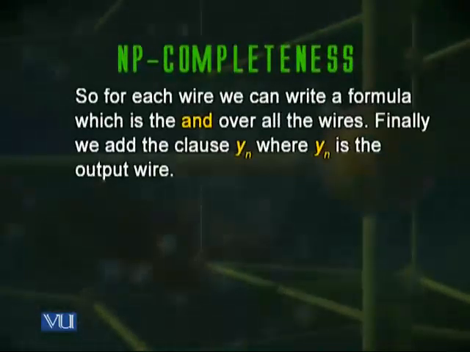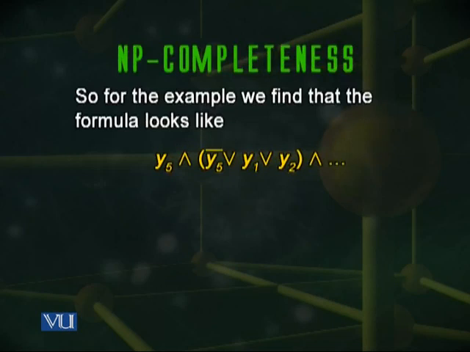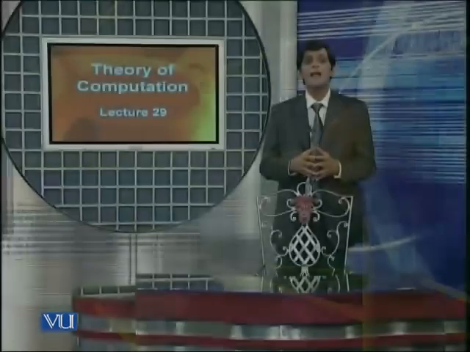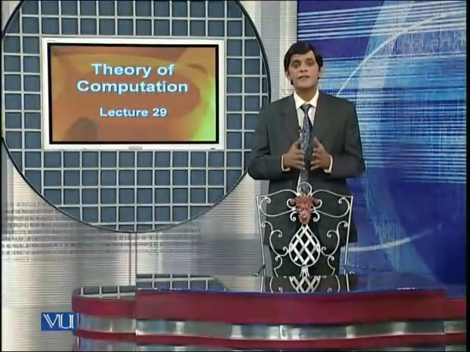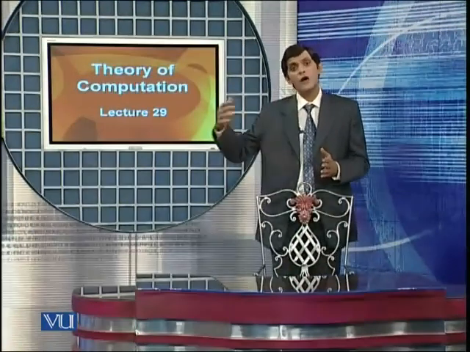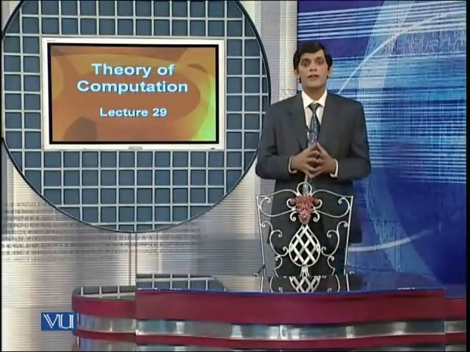Let's see what we have done in summary. We will write a formula for each wire and all those formulas, and finally we will add the clause y sub m, where y sub m is the output wire of this circuit. So in this example, the formula psi would look like the formula on your screen. As you notice, this formula is a fairly large formula. However, all it is saying is that every gate of this circuit works properly and the output wire outputs a true value. So in short, it's saying that the original formula must be satisfied by the assignment.